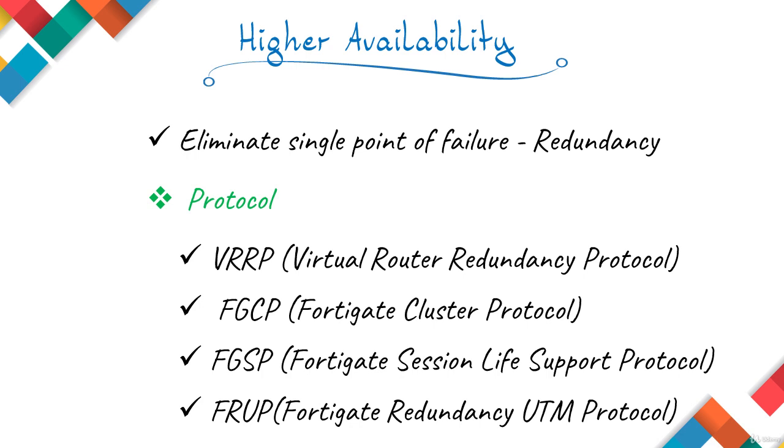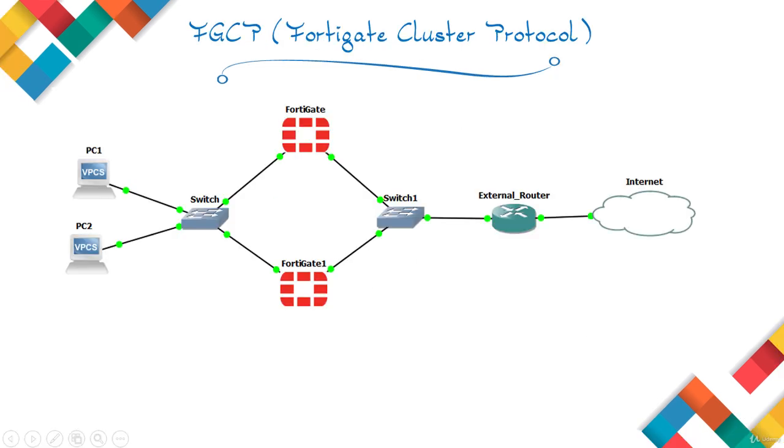The next three protocols that I will be mentioning are FortiGate proprietary protocols. They can only be configured on Fortinet devices to form a cluster and to provide redundancy. The first one is called the FortiGate Cluster Protocol, or FGCP. Using FortiGate Cluster Protocol, we can do HA using two FortiGate devices. We will be forming a cluster of two FortiGate devices and we can obtain redundancy.